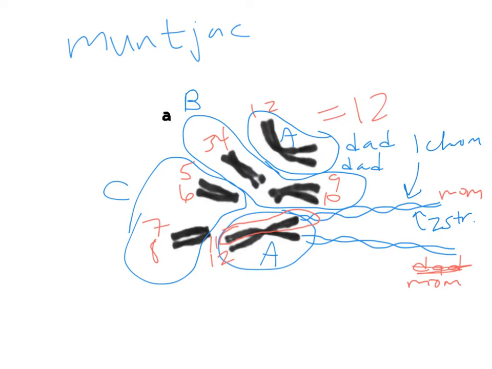So the point of this exercise really is to start talking about nomenclature of chromosomes. Strands, chromosomes, and then the different chromosomes, here A, B, and C, for example. Good.